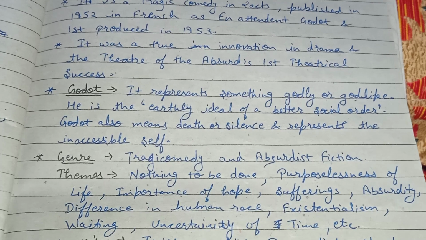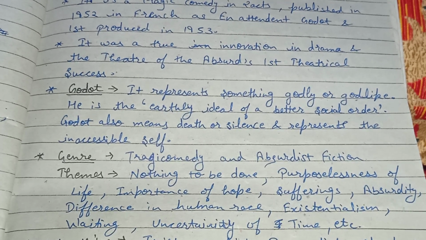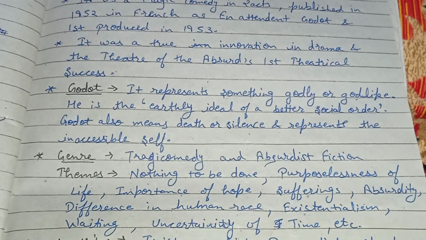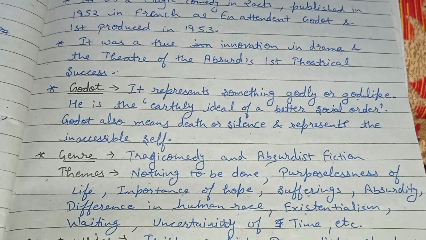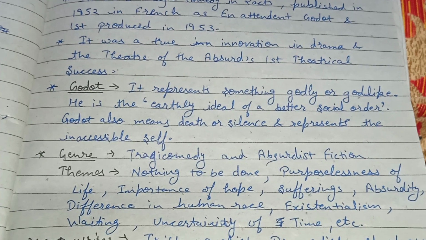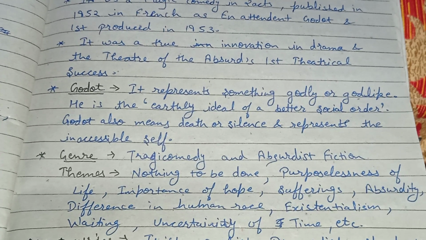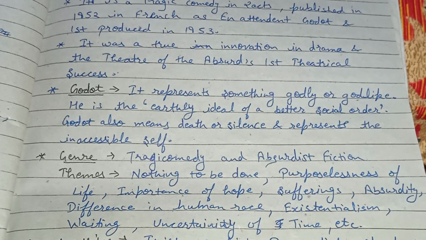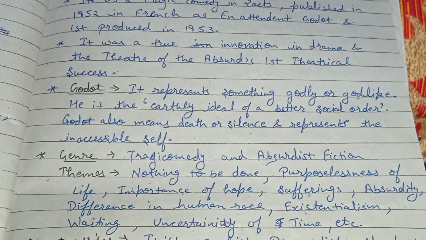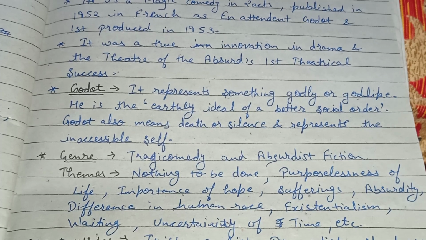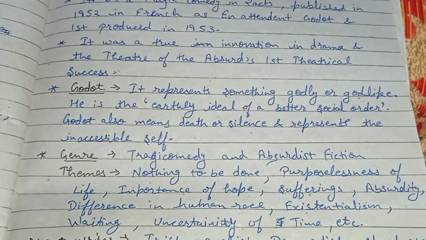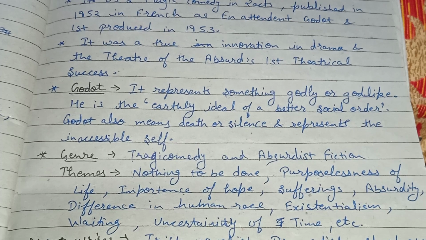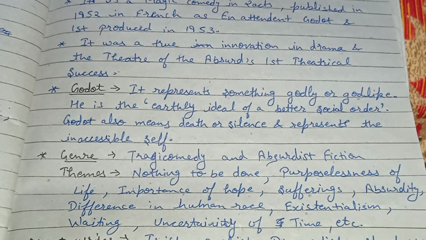Some of the genres: tragic comedy and absurdist fiction. Some of the themes: nothing to be done. It is one of the most important themes, I should say. Purposelessness of life. Importance of hope. Then you also have sufferings, absurdity, difference in human race, existentialism, waiting, uncertainty of time, etc.